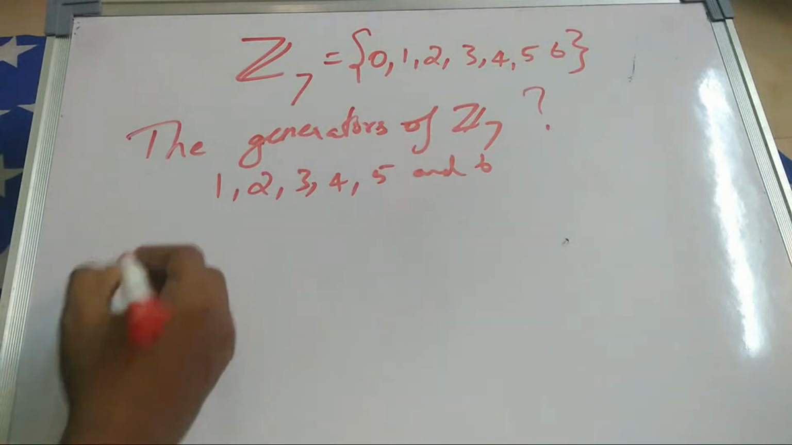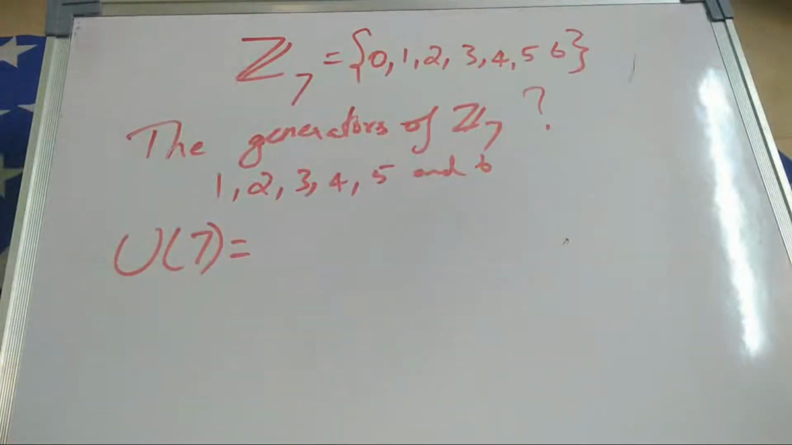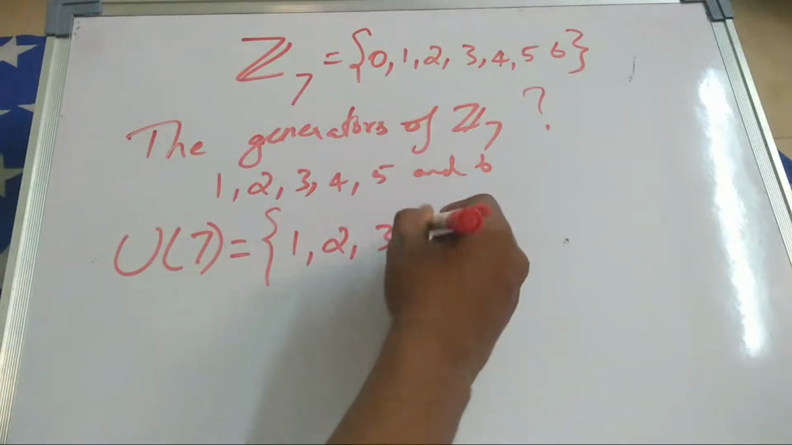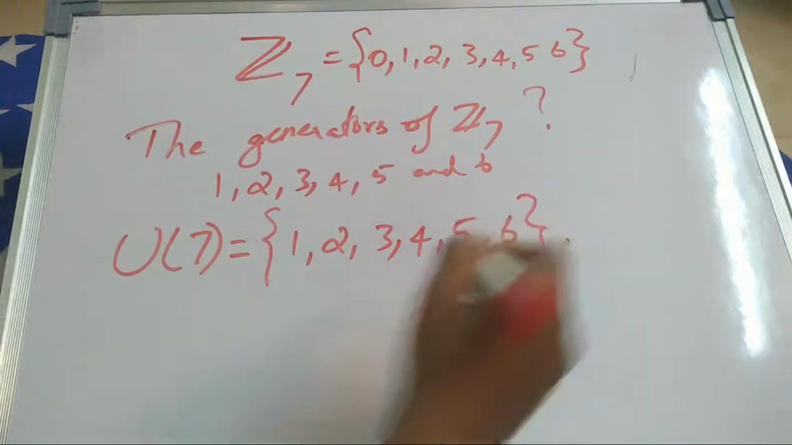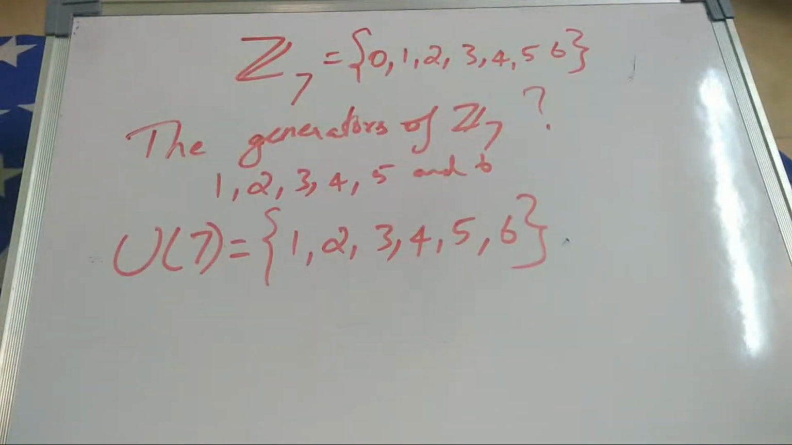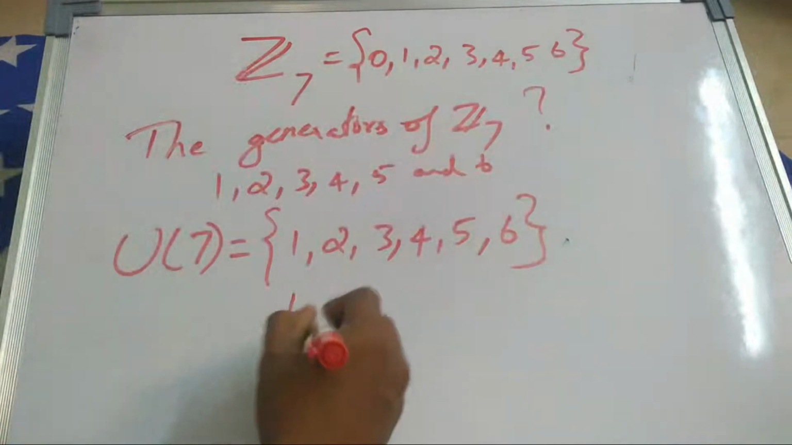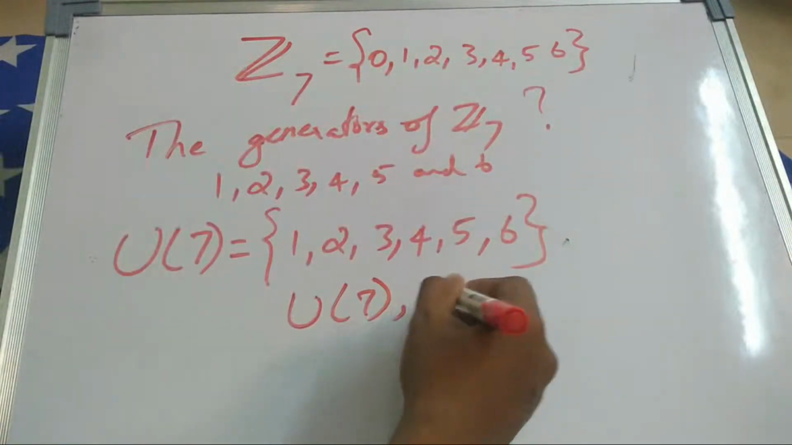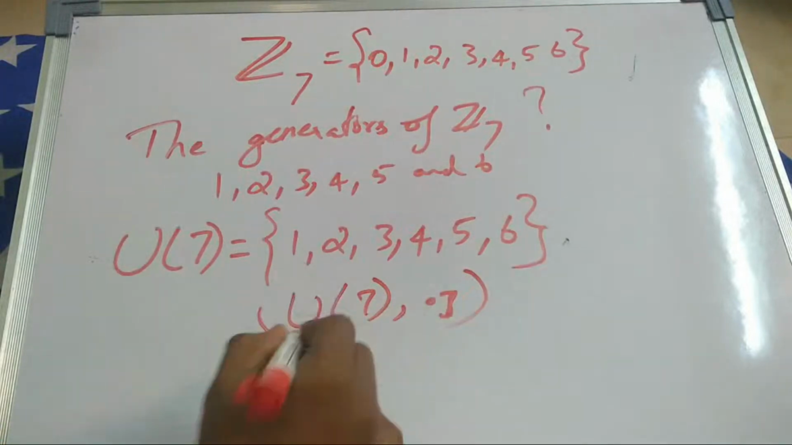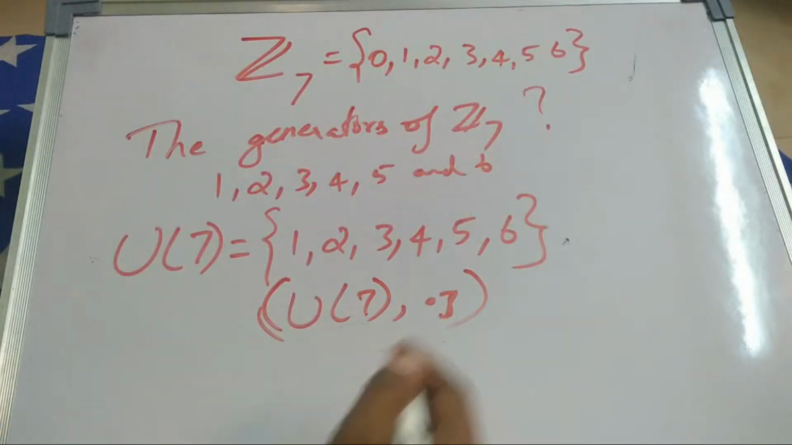Now, U of 7 will have 6 elements: 1, 2, 3, 4, 5, 6. So as I said, U of n will have all the generators of Zn. So U of 7 will have all the generators of Z7. U of 7 under multiplication modulo 7 will form a group. You can check it using Cayley's table, but that is not what we are going to do here.